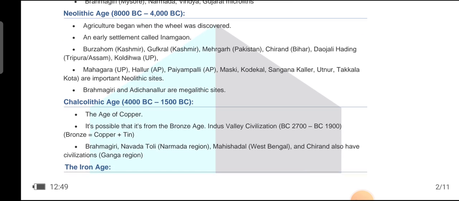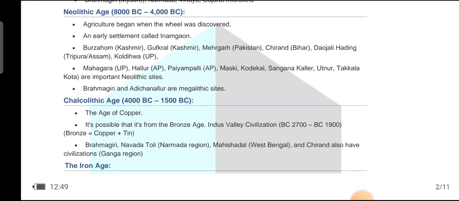Let us talk about the Neolithic age, which is 8,000 BC to 4,000 BC. It is also subcategorized into some points. First is agriculture began when the wheel was discovered. Next is an early settlement called Inamgaon. Next is Burzahom, Kashmir, Gufkral, Kashmir, Mehrgarh, Pakistan, Chirand, Bihar, Daojali Hading, Tripura, Assam, Koldihwa, Uttar Pradesh.